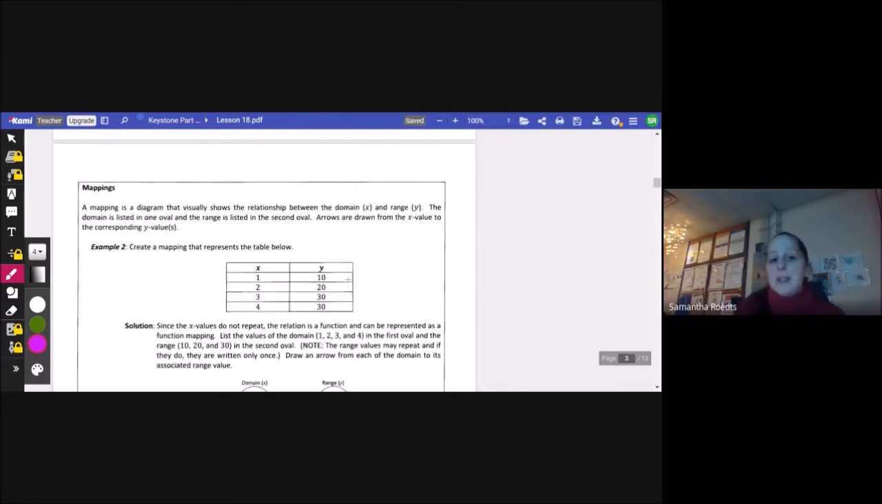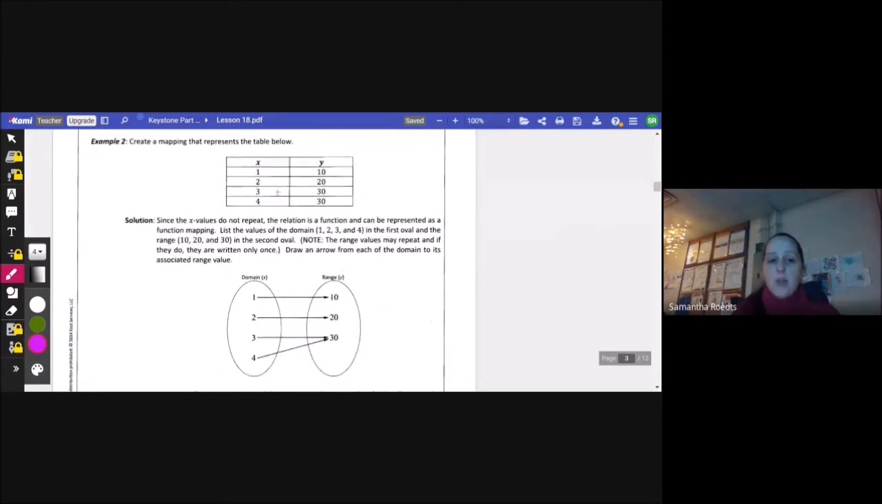Mappings. A mapping is a diagram that visually shows the relationship between the domain and range. The domain is listed in one oval and the range is listed in the second oval. Arrows are drawn from the x values to the corresponding y values. So in order to create a map of this, I have my domain 1, 2, 3, 4, and my y values 10, 20, and 30.